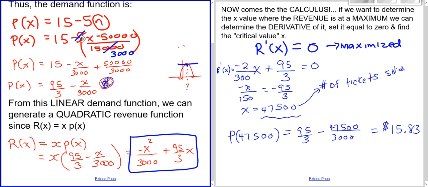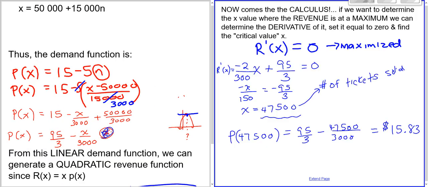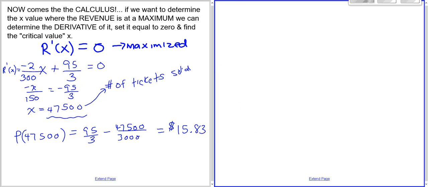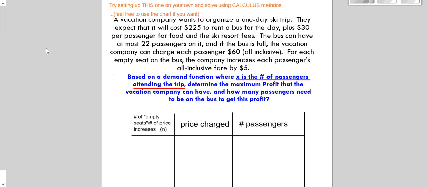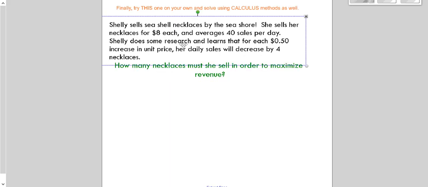So I'm going to stop here. That was a little old, a little new. And what I'd like you to do at this point is try to do this problem yourself. Okay, so there's another question here. There's two, and you can find those on the handout. So there's a blank handout on the Google Classroom. There's one question here about the vacation company, and then there's another question here about Shelley selling seashells, seashell necklaces by the seashore. So two different questions.